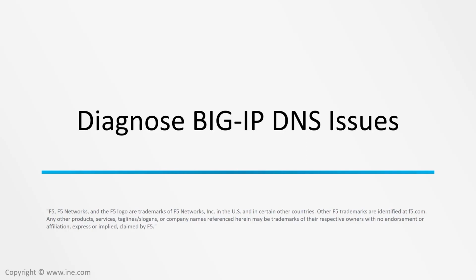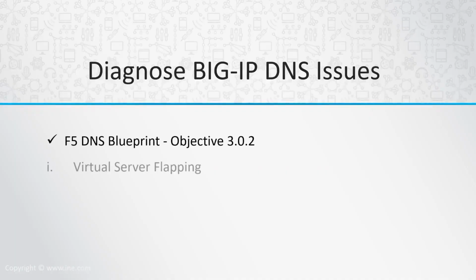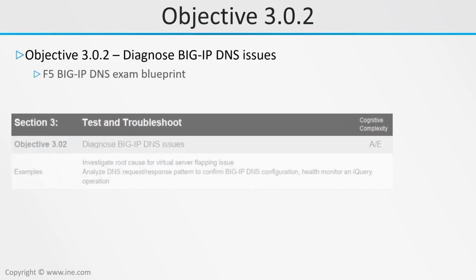Okay, so in this video we're going to be talking about diagnosing BIG-IP DNS issues. As we continue into section 3, we're on objective 302, and we're going to talk about virtual server flapping, health monitor iQuery operation, and confirming DNS patterns. Let's take a look at that DNS exam blueprint.